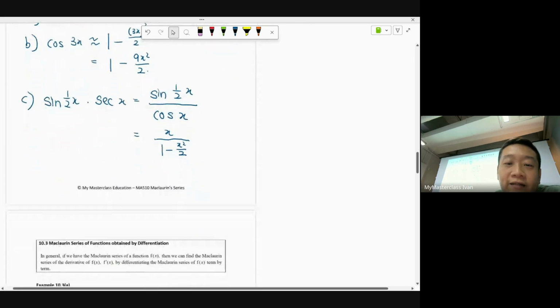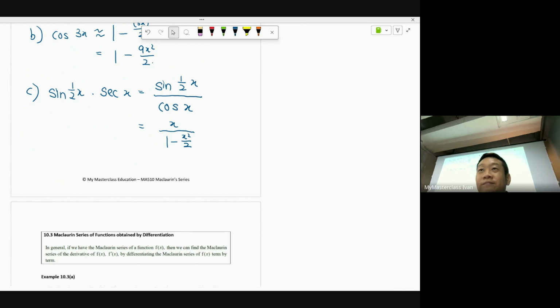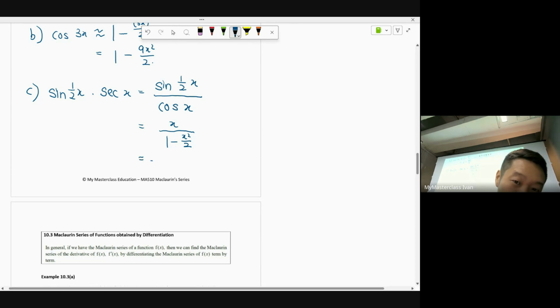If you leave it like this, and the question is 4 marks, do you think you will get the 4 marks? No, right? So what is something that y'all have learned just now? Before Maclaurin is what? Binomial. So this is where binomial is hidden.